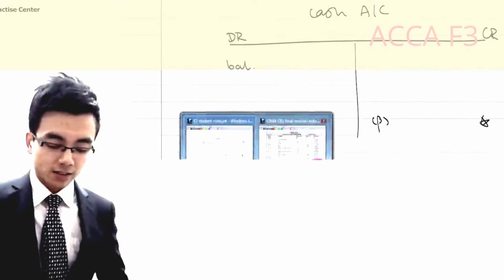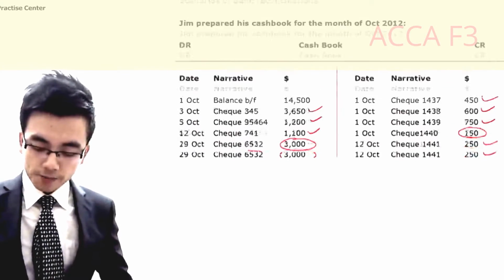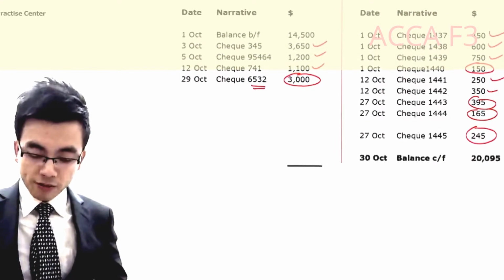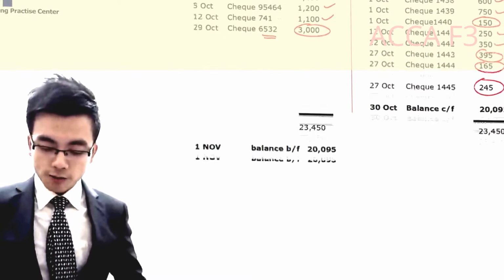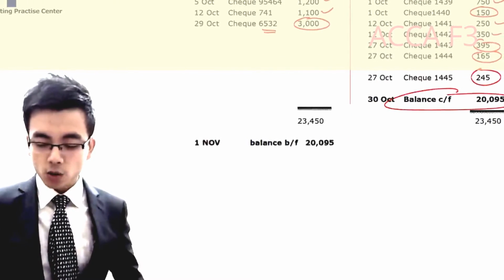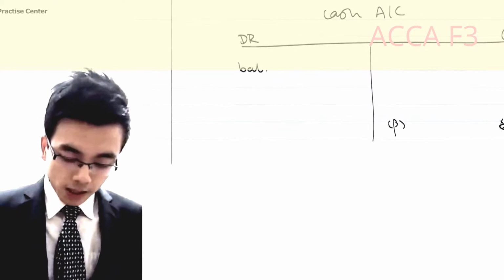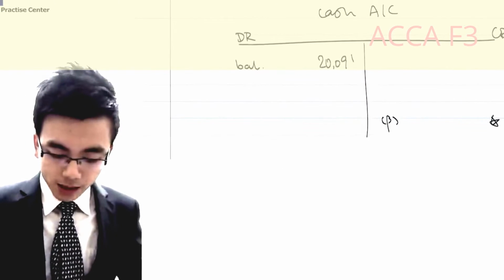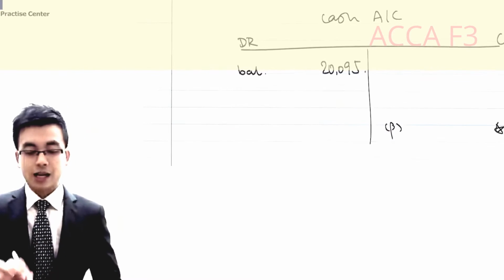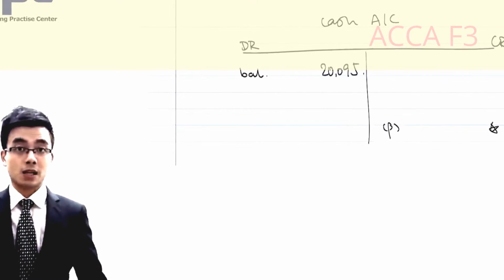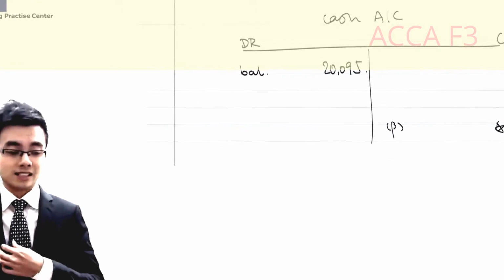So for the cash account, the first thing you're going to do is that within the cash book, you've got the balance carried forward worth 2,095. So what you need to do is 2,095. You're going to slot that into the cash account, into the debit side, because this is not adjusted yet.